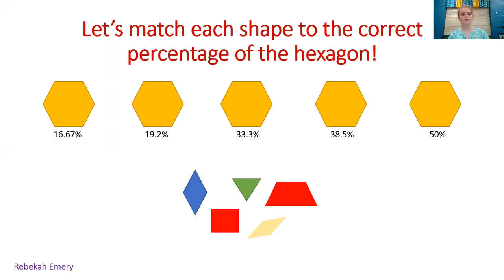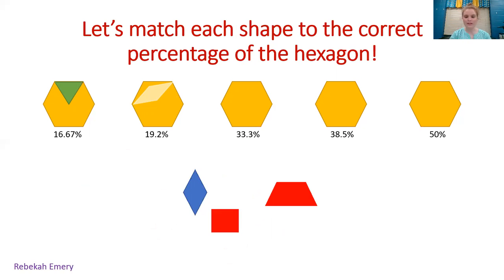We will compare the shapes below to the whole to determine which shape is the smallest percentage up through the shape that is the largest percentage of the whole hexagon. So which shape appears to be the smallest and therefore will be the smallest percentage of the whole? Well, let's see. For 16.67% of the hexagon, it looks like the triangle would fit that spot. The second one up at 19.2% looks like it would be the skinny tan rhombus.